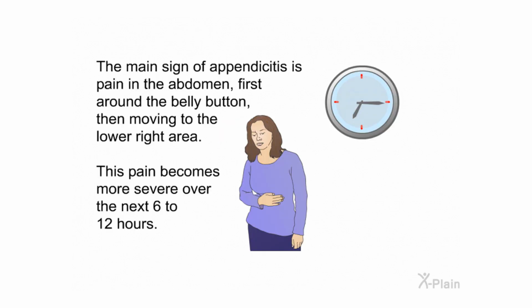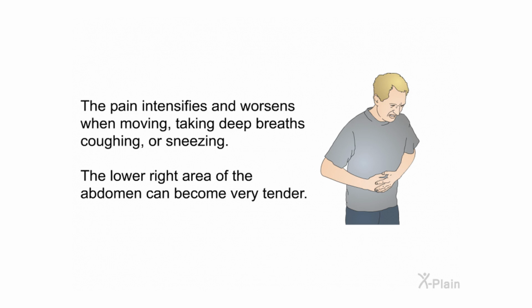Symptoms. The main sign of appendicitis is pain in the abdomen, first around the belly button, then moving to the lower right area. This pain becomes more severe over the next 6 to 12 hours. The pain intensifies and worsens when moving, taking deep breaths, coughing, or sneezing. The lower right area of the abdomen can become very tender.